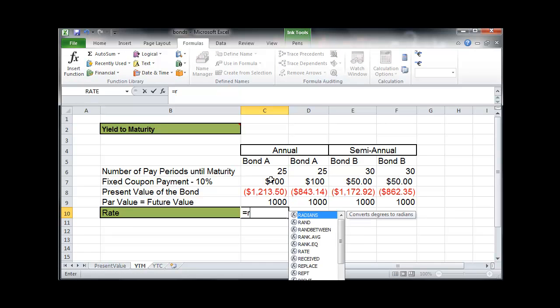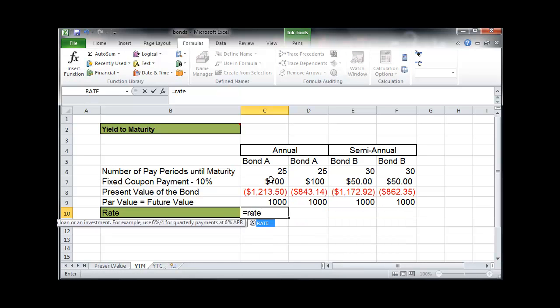I can type in the rate function here, and then all I need is a parenthesis, and then I can see what I'm looking for. I need to have the number of payments, so this bond's going to have 25 more payments. And then I'm going to have the amount of the payment here, and put a comma, and then I need the present value of the bond, which is its price.